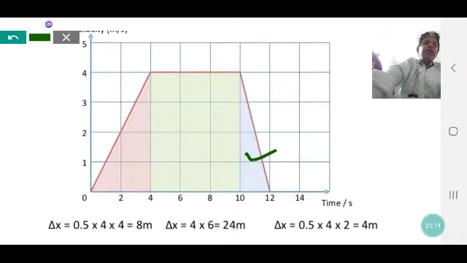Now this blue color triangle, its area is also calculated as 0.5, that is 1 by 2, into 4 meter per second, and the time is here 2 seconds. Then we get the distance covered in this time interval as 4 meter. Total distance covered is equal to 8 meter plus 24 meter plus 4 meter, that will be 36 meter, within the time interval 0 to 12 seconds.